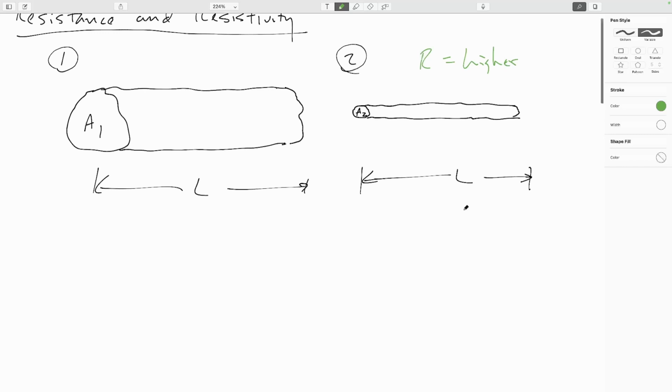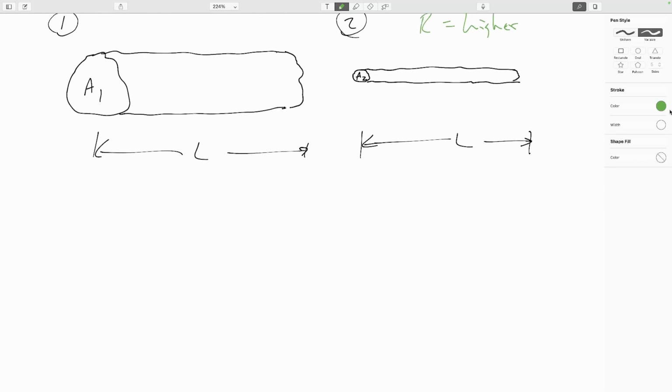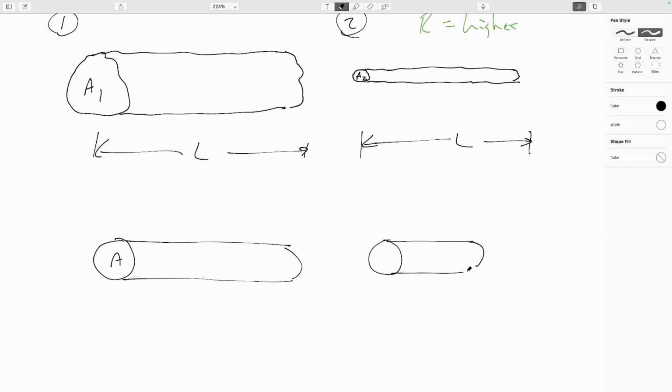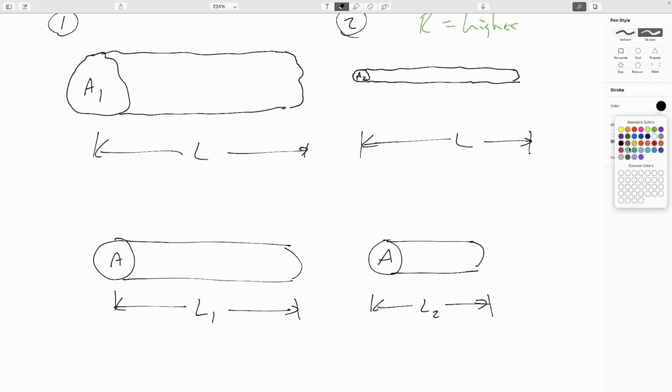Okay, let's go ahead and do our next thought experiment here. So in this case, both of the materials have the same cross-sectional area. But in this case, so they both have area A. But in this case, we'll say the length of object number 1 is longer than object number 2. Which one of these is going to have the higher resistance? Go ahead, pause the video, get back with me.